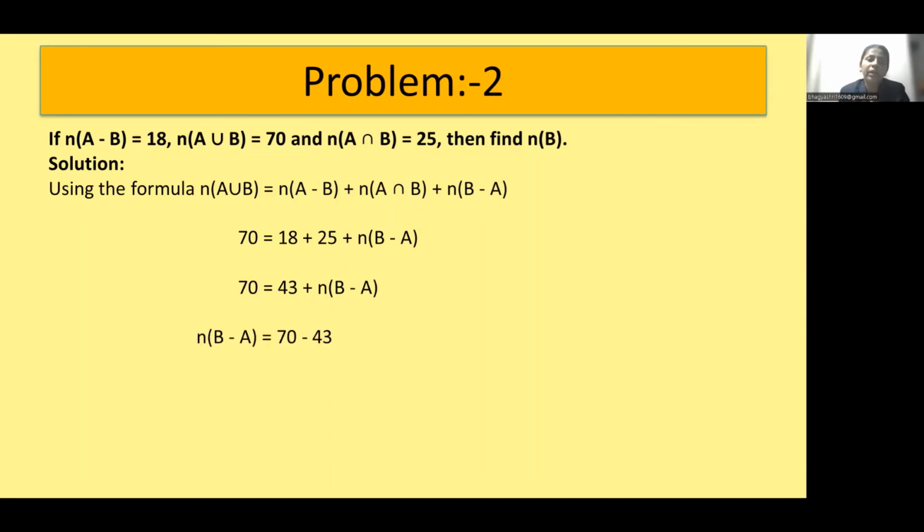Now we get n of B minus A is equal to 27, but we have to find out the value of n of B. Okay, and so n of B is equal to n of A intersection B plus n of B minus A, and therefore n of B is equal to 25 plus 27, and therefore n of B is equal to 52. Okay, so in this way we have solved this problem.